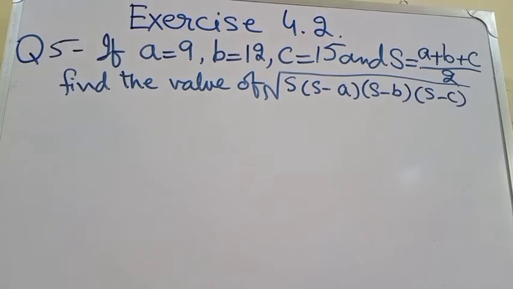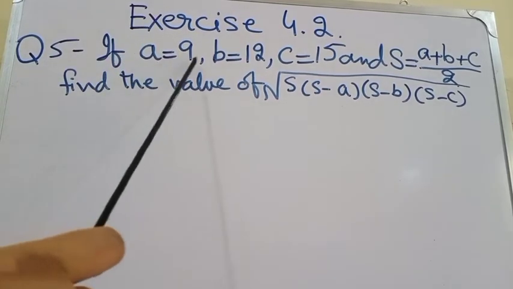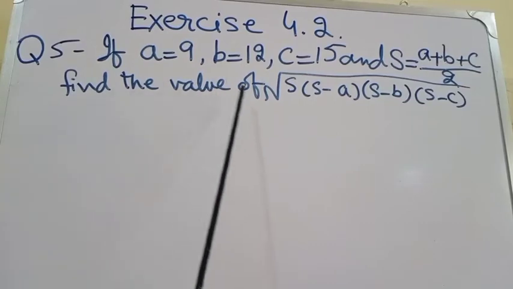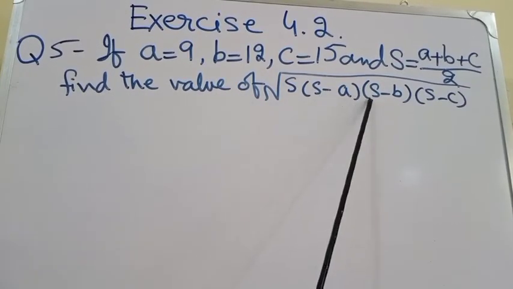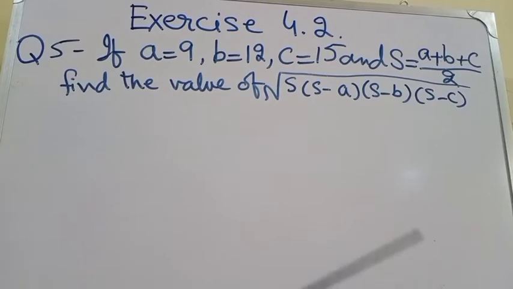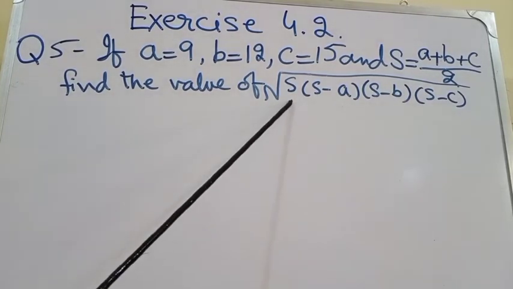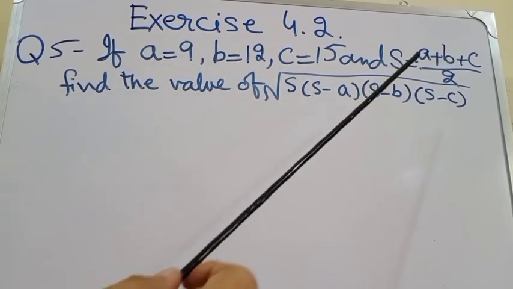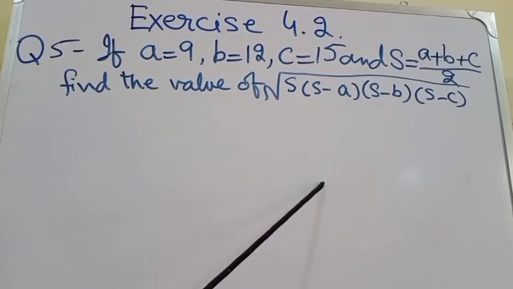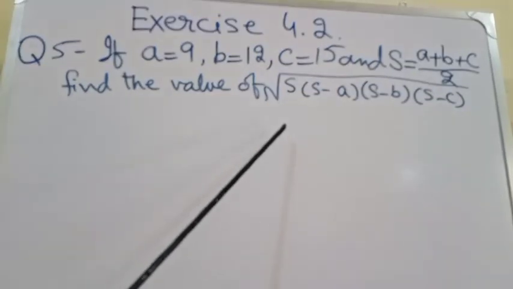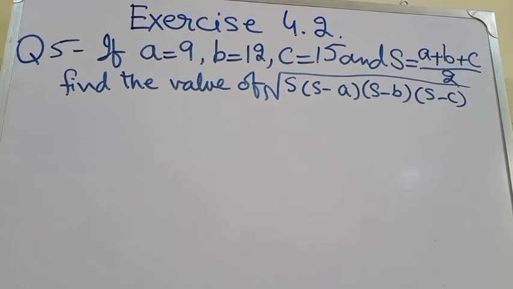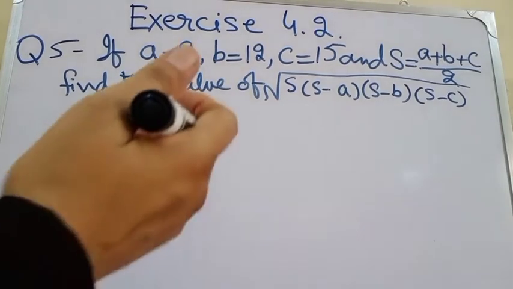Question number 5. If A is equal to 9, B is equal to 12, C is equal to 15 and S is equal to A plus B plus C divided by 2, find the value of square root of S into S minus A, S minus B and S minus C. We observe that in this type of question we have value of S and the values of A, B and C. First we put the value of S and simplify it into exactly really simple form, and then in that simple form we put values of A, B and C, and then at last we obtain the value of this square root.